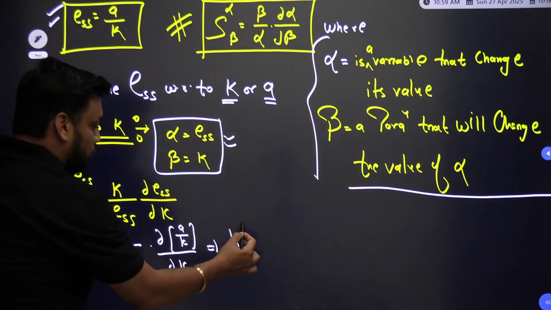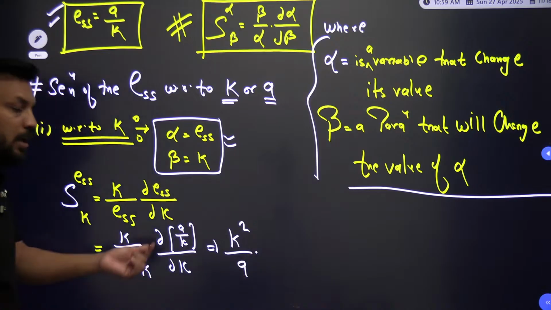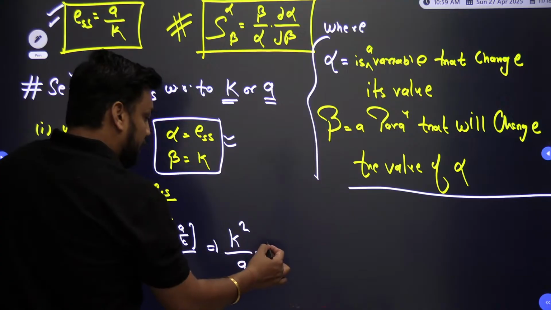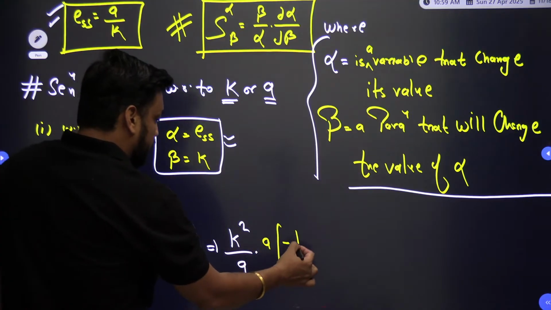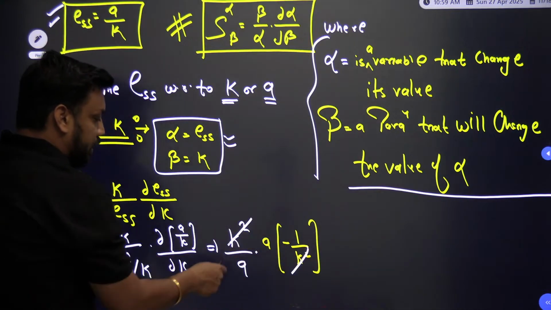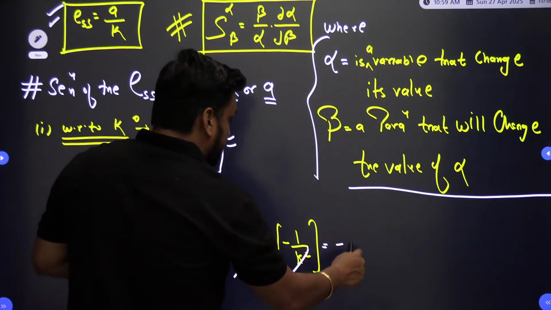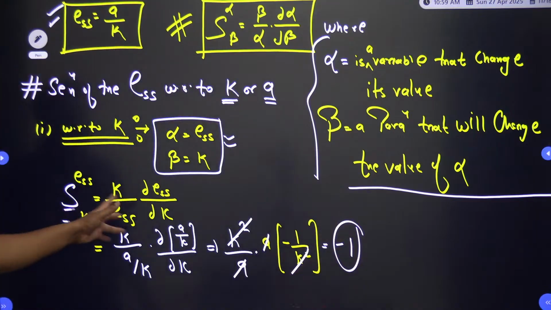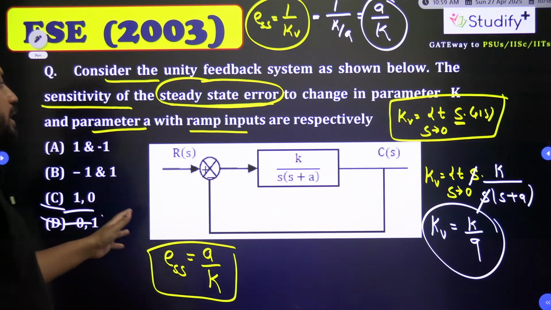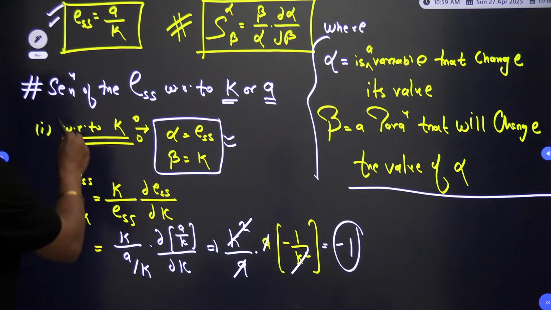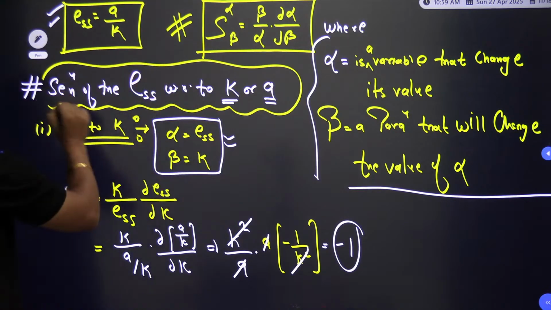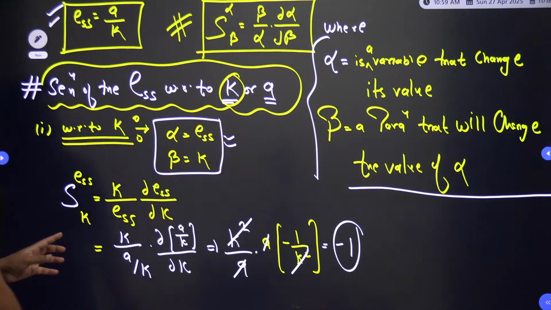Differentiation. So once you will do differentiation, you will get k square by a. And what is the differentiation of a by k with respect to k? So a will be working as a constant, and when you will differentiate, you will get minus a upon k square. So don't you think k square get cancelled, a get cancelled, so final answer is -1. क्या बात कर रहे हो सर, मजा ही आ गया सर. यस, तो सेंसिटिविटी ऑफ स्टेडी स्टेट एरर विथ रेस्पेक्ट टू k का आंसर आया है -1.